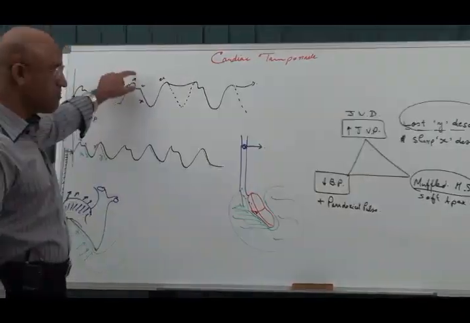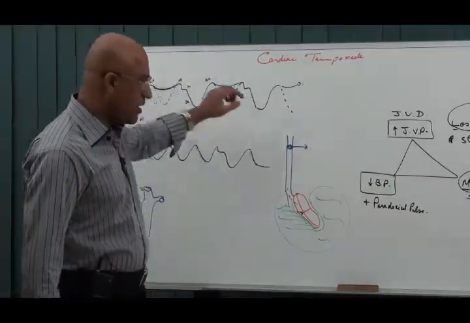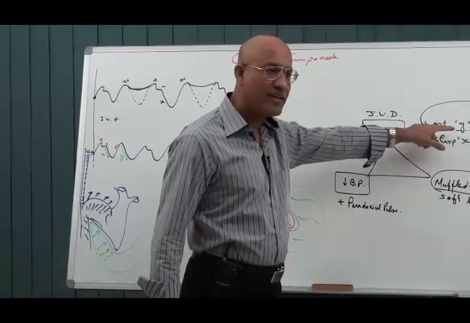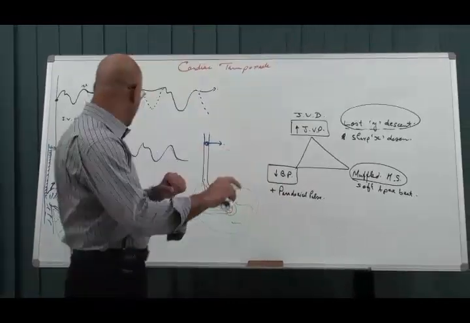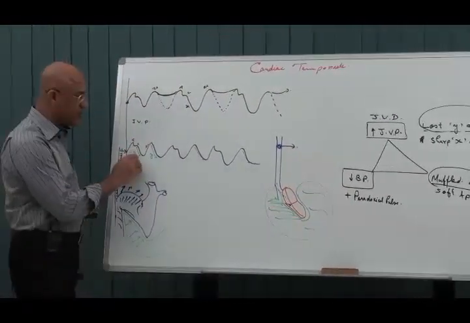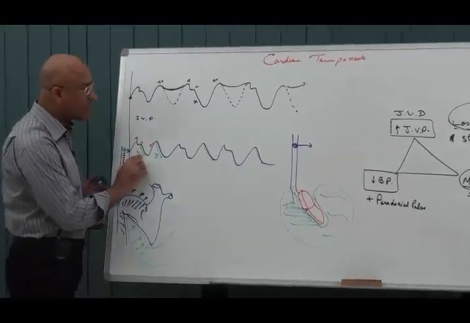Number one, plateau goes up, total pressure goes up. Number two, the loss of Y descent. Am I clear? There's no question. But there is no problem with the X descent. Why the X descent is there?